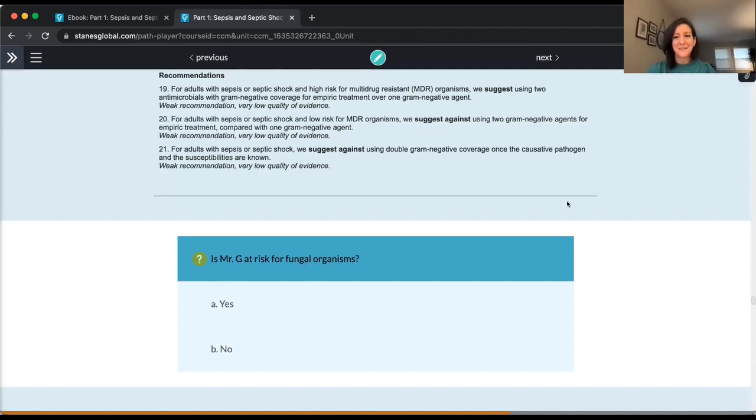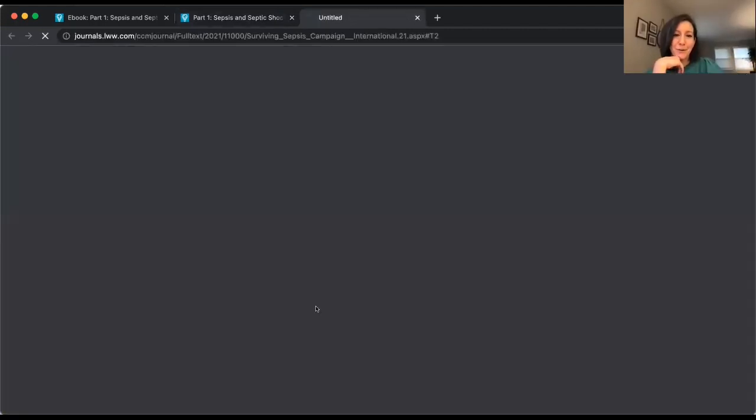What do you think, Rediat, of those answers? Yeah, many people are saying no. Yeah. Which I agree with. So let's look at the risk factors for fungal organisms.